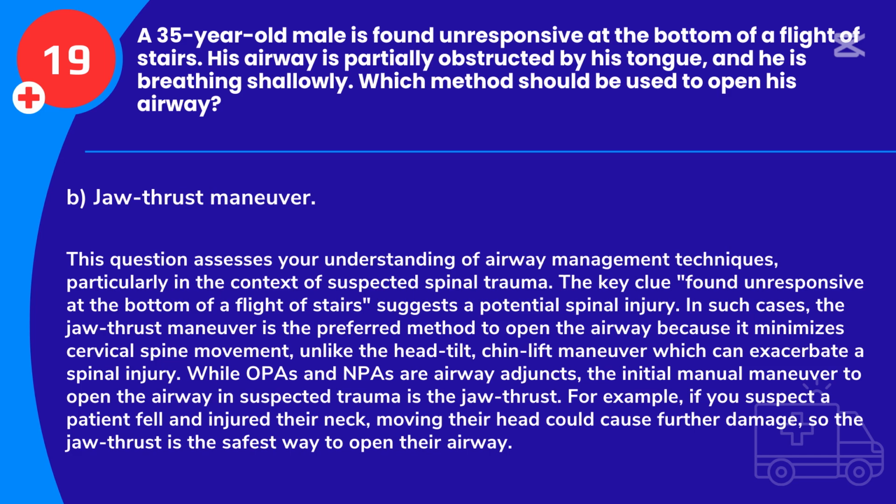While OPAs and NPAs are airway adjuncts, the initial manual maneuver to open the airway in suspected trauma is the jaw thrust. For example, if you suspect a patient fell and injured their neck, moving their head could cause further damage, so the jaw thrust is the safest way to open their airway.